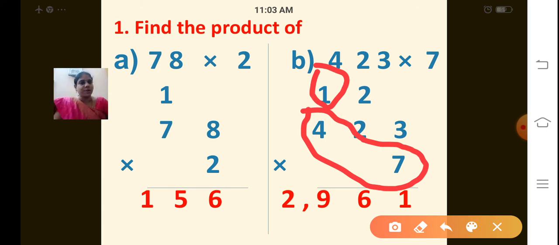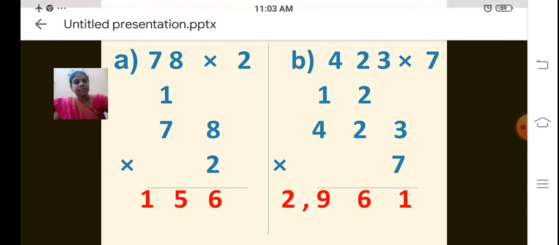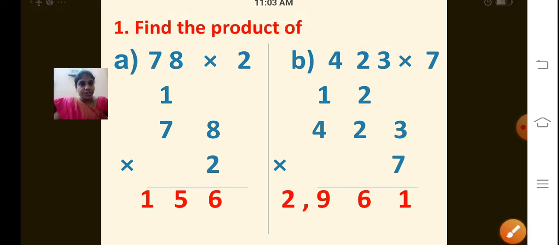The answer is 2961. So first, while doing multiplication, what do we have to do? You have to multiply the multiplicand by the multiplier, right? So in the B sum, first I have taken 3 into 7, 21. 1, 2 will be carried over. Next, 2 into 7. So 14, 14 plus 2, 16, 6, 1 will be carried over.